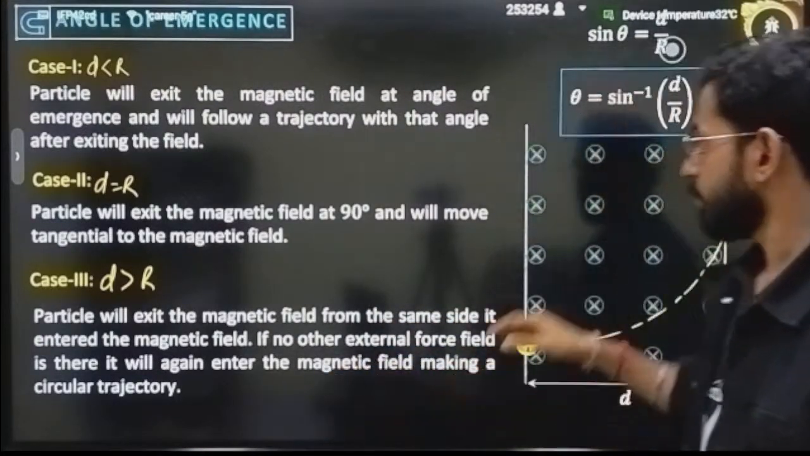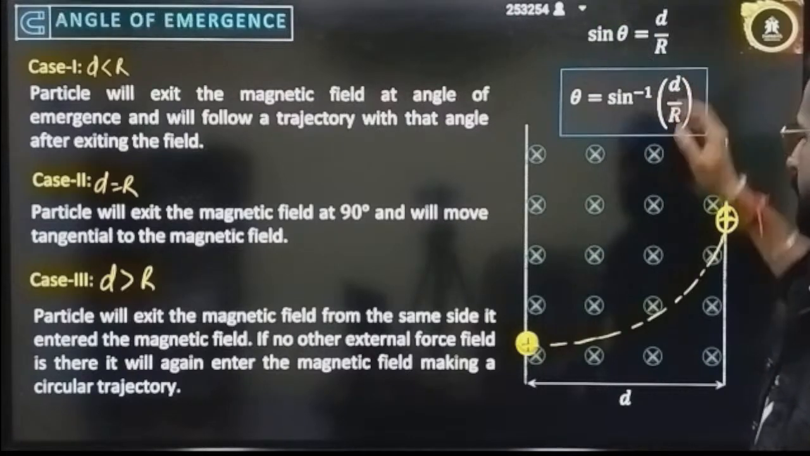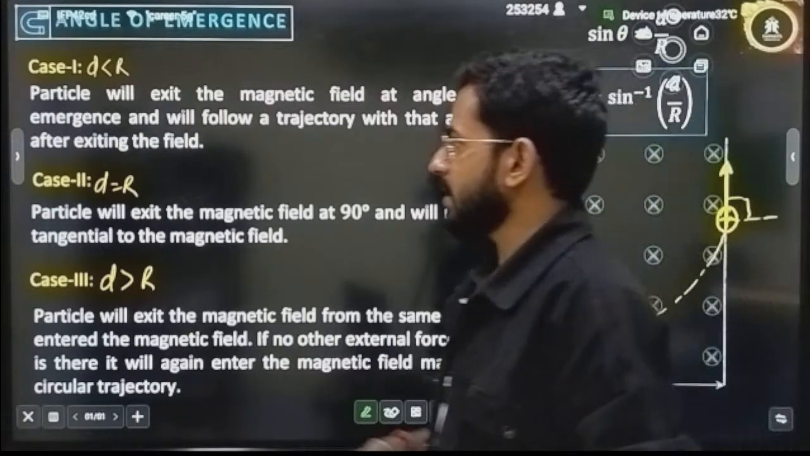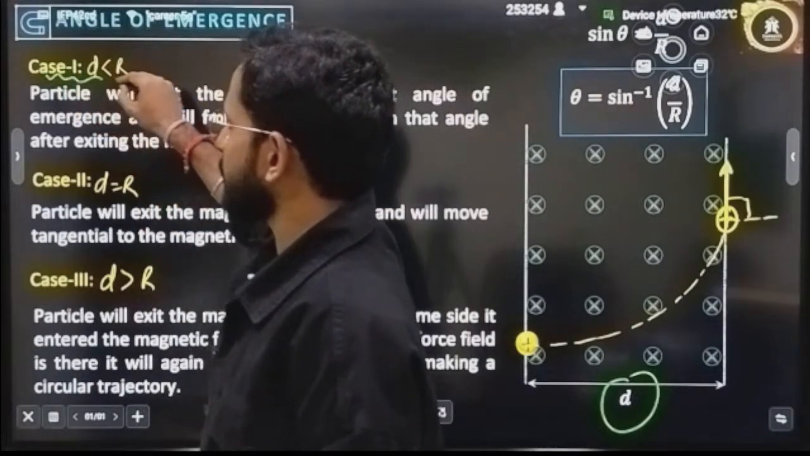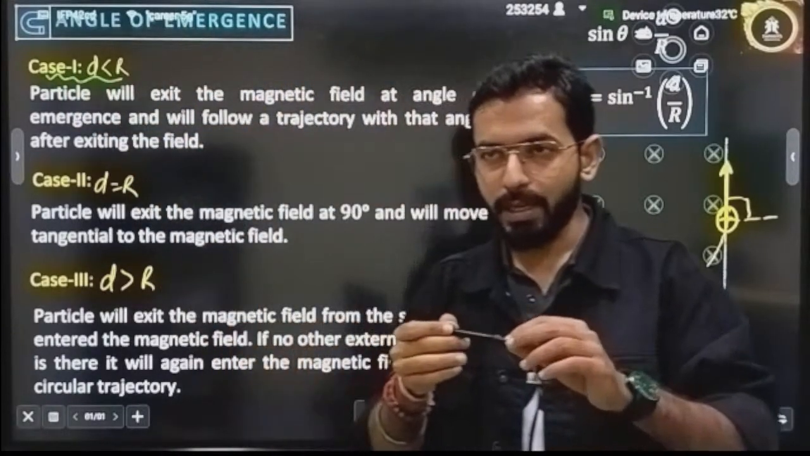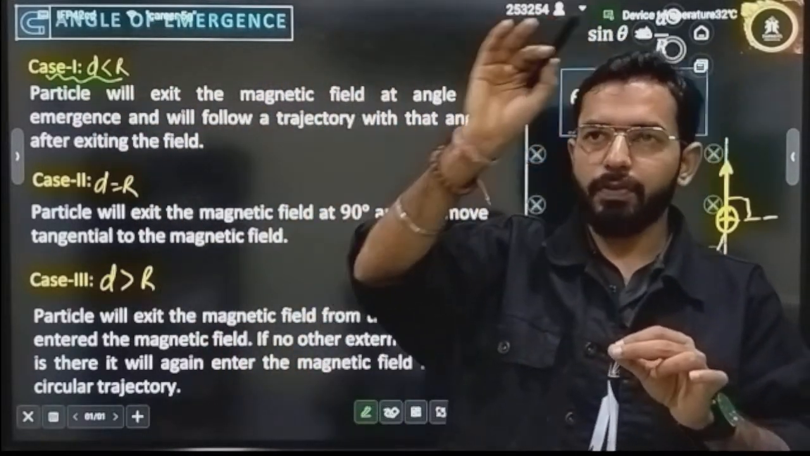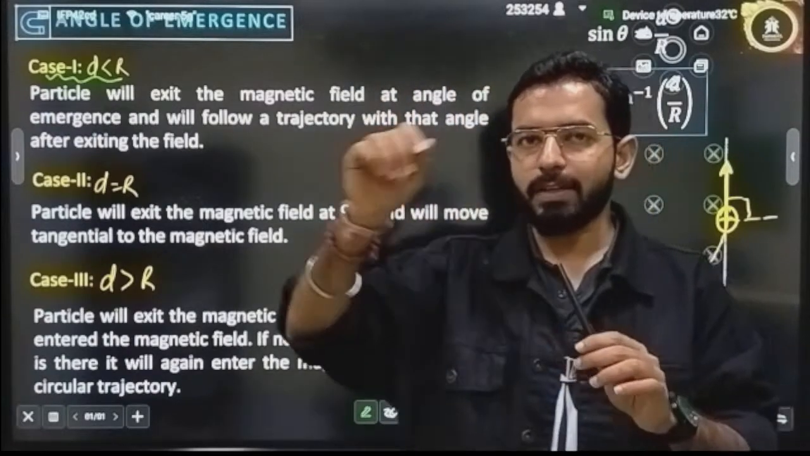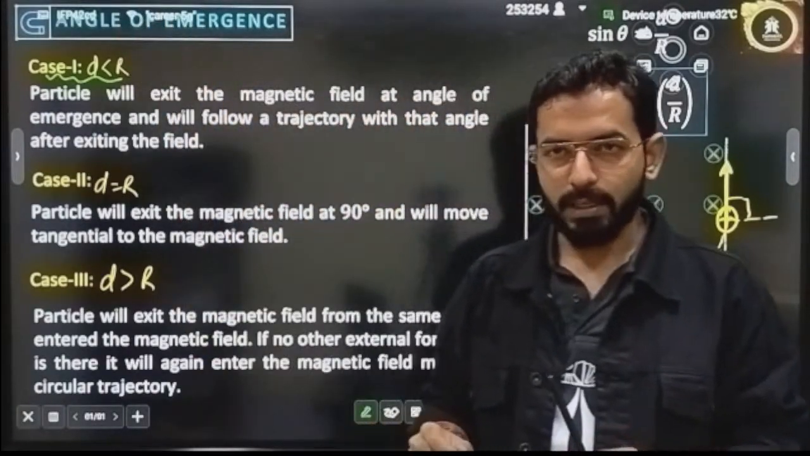Now there are three kinds of cases. What will be happening in all these three cases? Depending on the distance d. If this distance d is less than r, that means you have not given sufficient distance to take a complete circle. If you are stopping in between, what will happen? It will not be able to complete a circle. It will exit on the other side of the magnetic field.